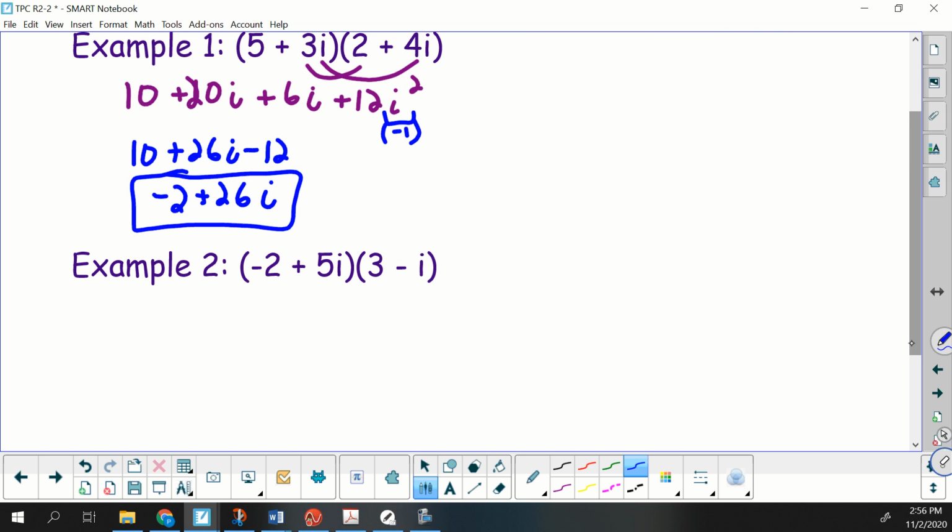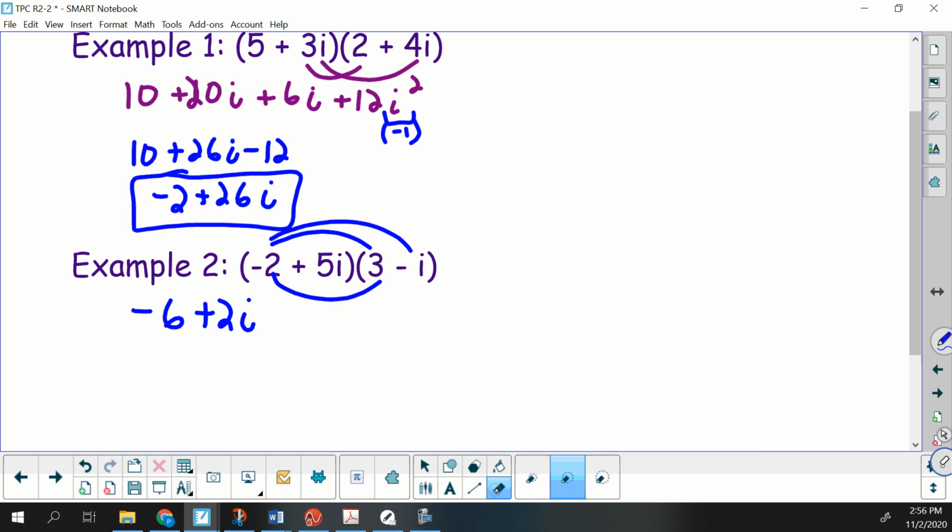With the next one, we'll do the same thing. Negative 2 times 3 will give us negative 6. Negative 2 times negative i will give us a positive 2i. Oh, sorry, not negative 2 times 3. We've got to do 5i times 3. That'll give us 15i. And then 5i times negative i, well, 5 times negative 1 is negative 5, and i times i is i squared.